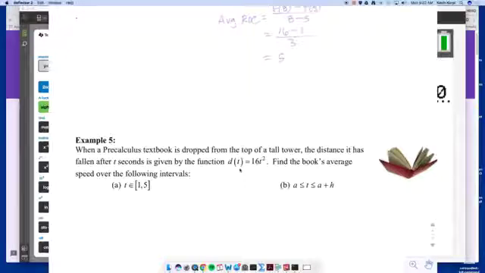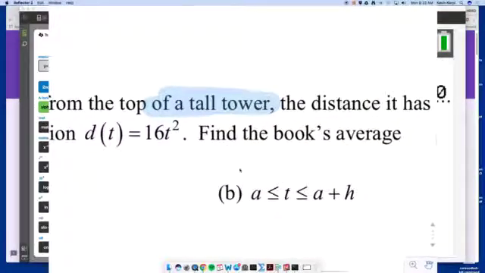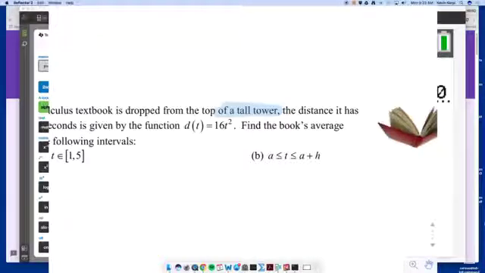When a pre-calculus textbook is dropped off the top of a tall tower, who would do such a thing? Well, people sometimes, back in the day, when they got frustrated with Precal, would take it out on their helpless pre-calculus book. It kind of made them feel better if they hurt their book. Take that, math. You've been causing me pain and anguish all year long. Now it's my turn to return the favor.